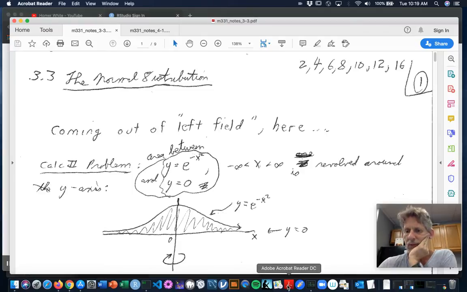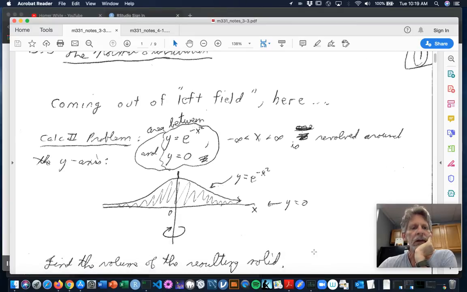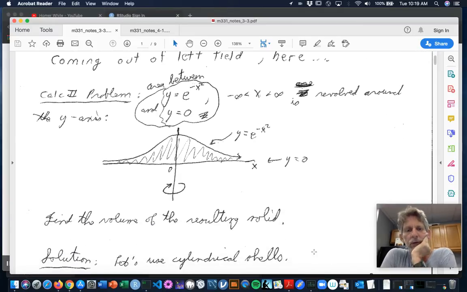I want to start with a problem that seems to have nothing to do at first with probability, but you'll see the point of it very soon. It's a problem that you could do in calculus too.